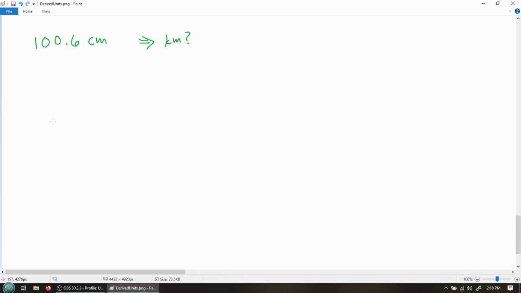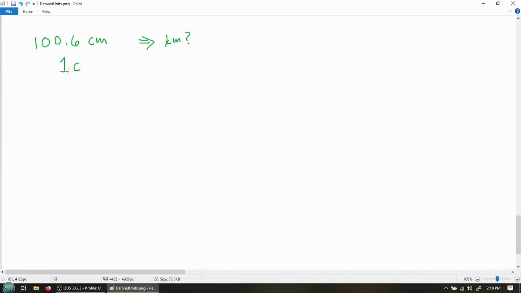Okay, so let's set up two conversion factor equations first. You don't have to do it this way, and in fact, we'll talk in a second about how you can bypass converting centimeters to meters and then meters to kilometers. But let's first just do it in two steps, just for the sake of getting the practice.